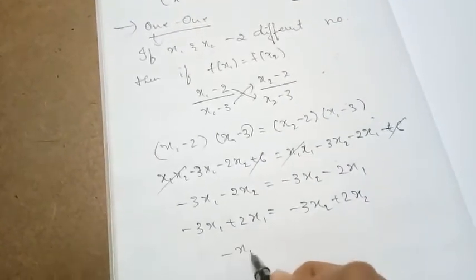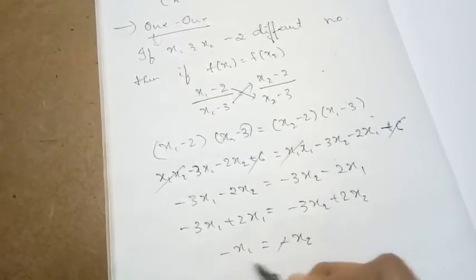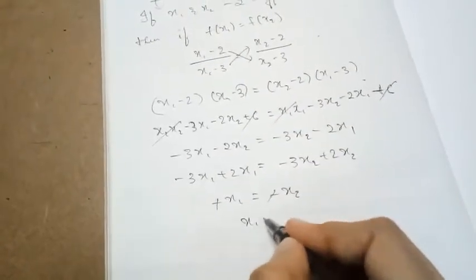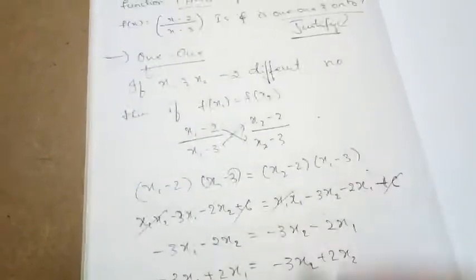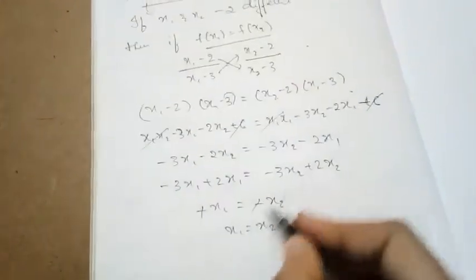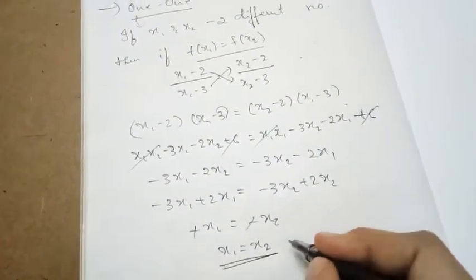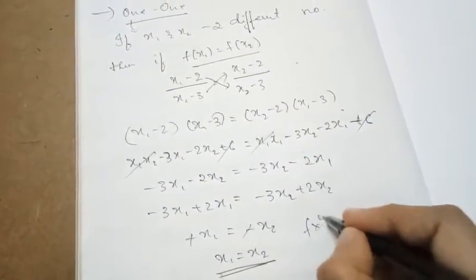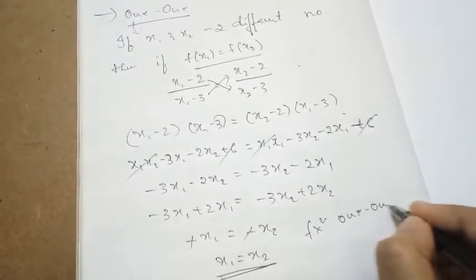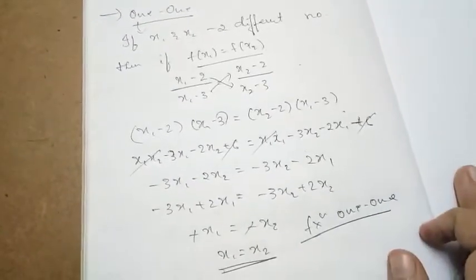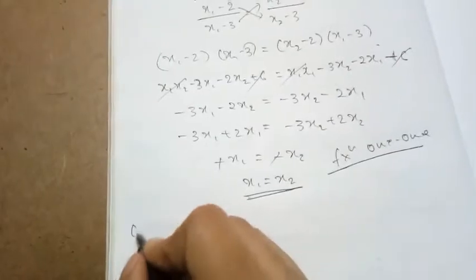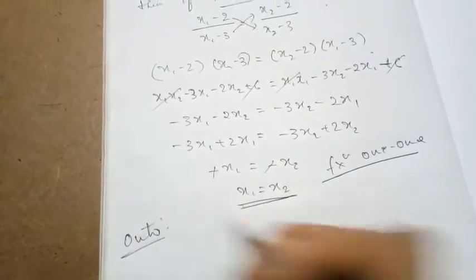So it is minus x1 is equal to minus x2, minus minus gets cancelled, remaining is x1 is equal to x2. So if x1 is equal to x2, we are going to get x1 is equal to x2. So the function is one-one function. So the given function is one-one. Now we need to check whether the given function is onto or not.